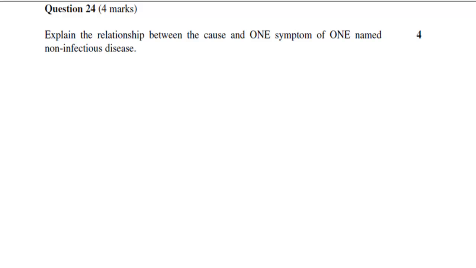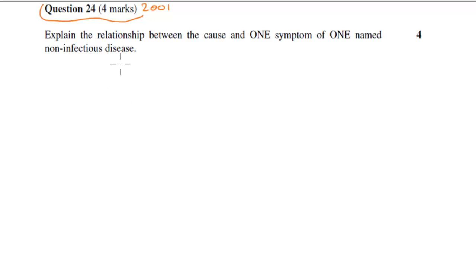This is a question which comes from the 2001 paper, question 24, worth 4 marks. After I read the actual question, you have about 4 or 5 seconds to pause the video. Then, when you're ready, pause the video and attempt the question. Press play when you're ready. I'll go over the actual marking guidelines for this question and also a sample answer to show you how you could have answered that question to get full marks.